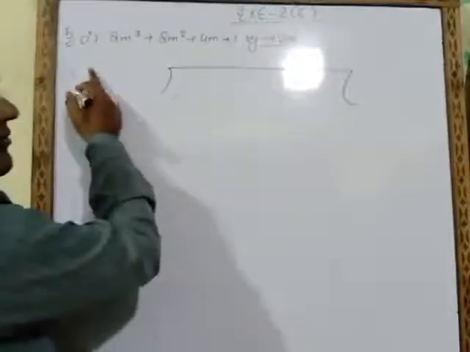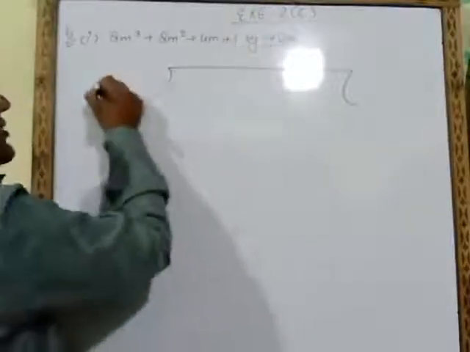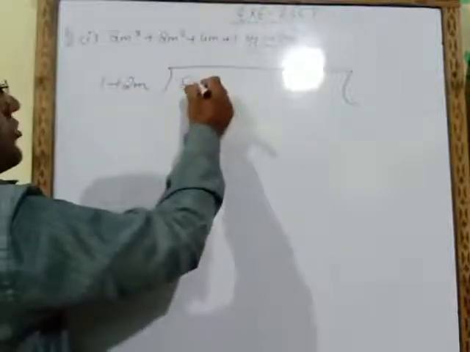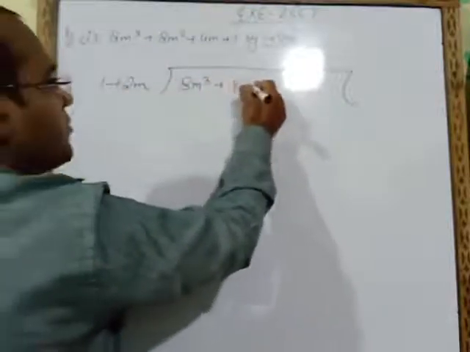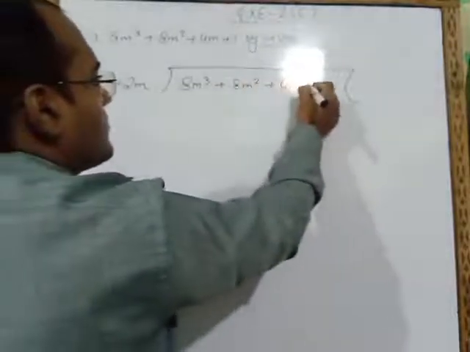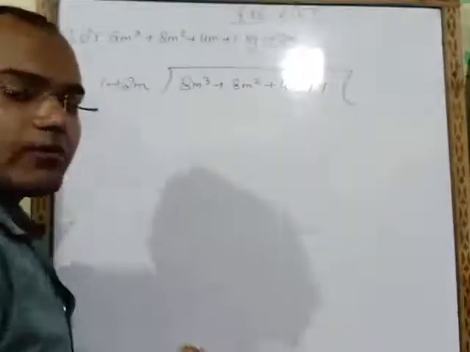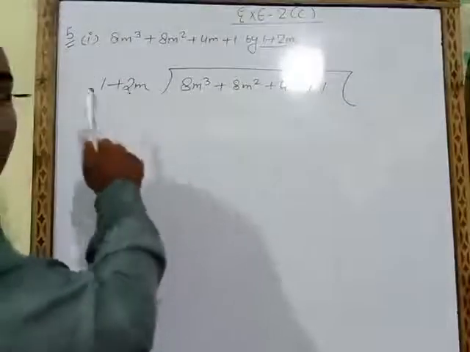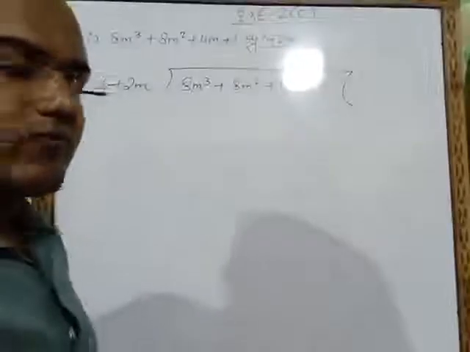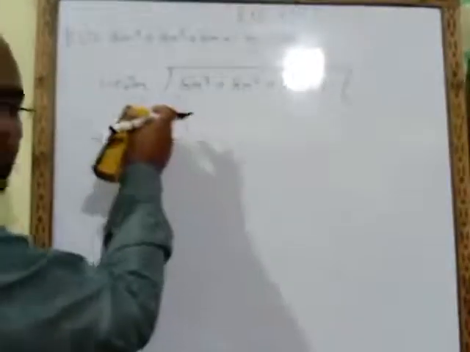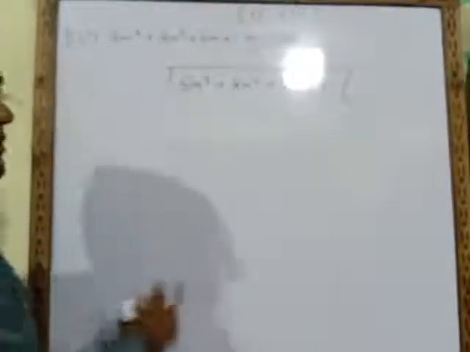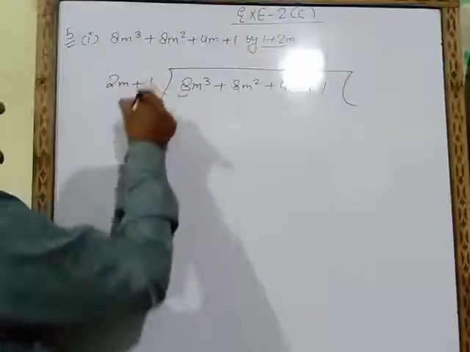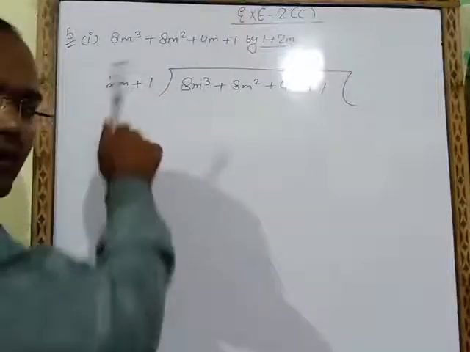Outside this we have to write this 1 plus 2m, and inside we have to write 8m cube plus 8m square plus 4m plus 1. So here you have to remember one thing. First of all, we have to write in proper order. Proper order means first we write the alphabet, then we write the number. This is 1 plus 2m. We will write it as 2m plus 1. Here we will write it as 2m plus 1. So first the alphabet, then the number.